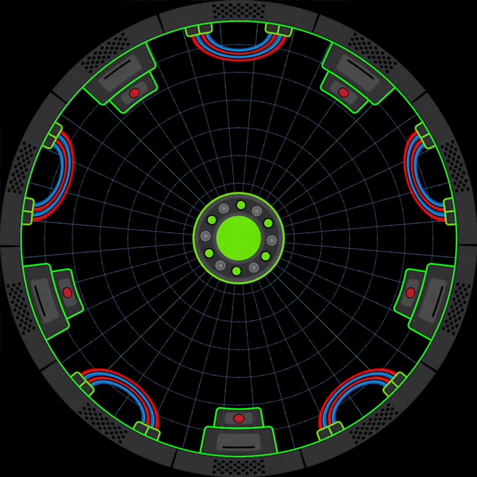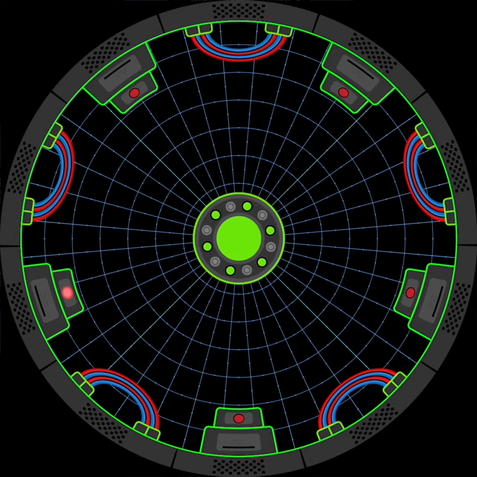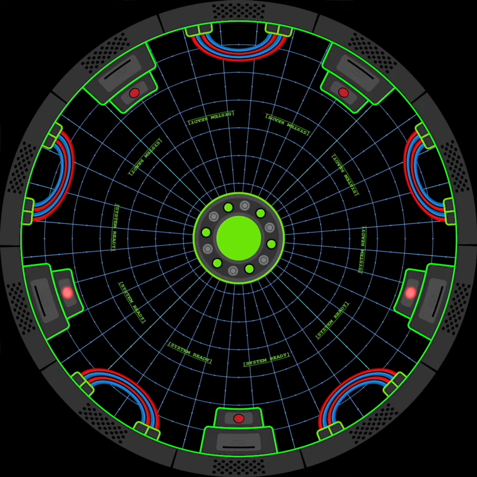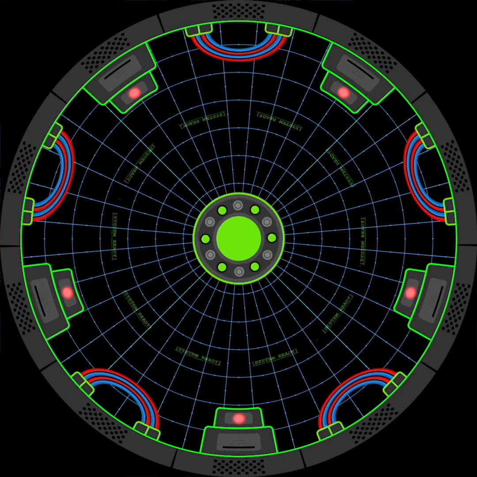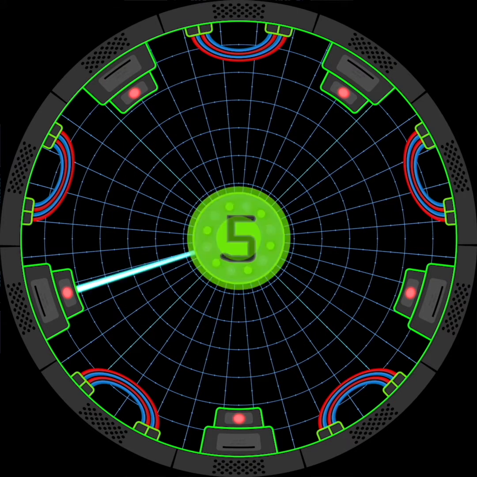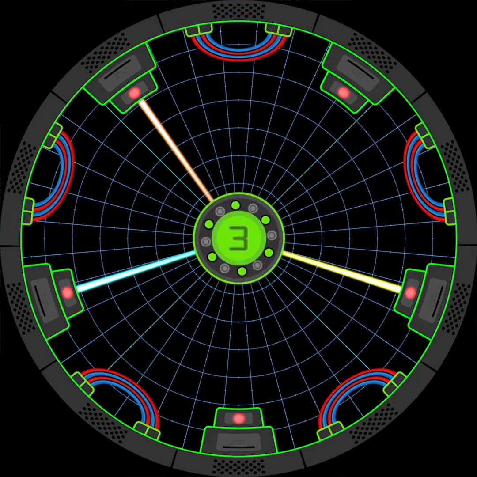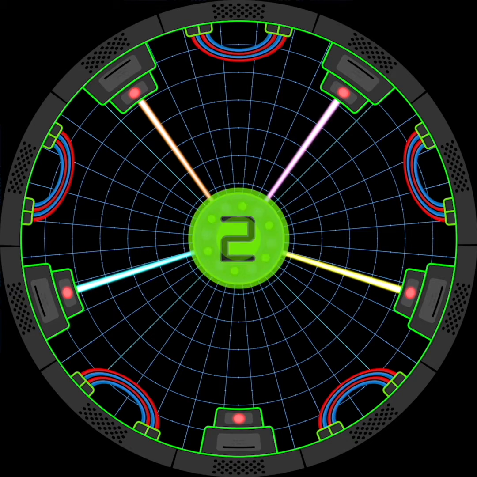Firing sequence initiated. Locating target. Target identified. Range 390 kilometers. Laser armed. Preparing to fire in 5, 4, 3, 2.